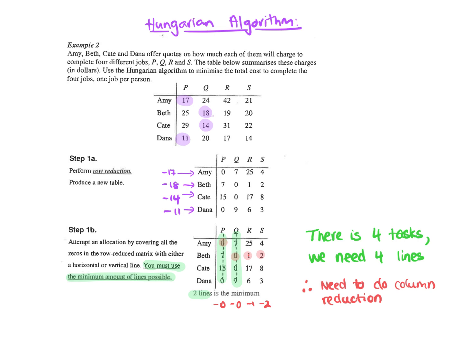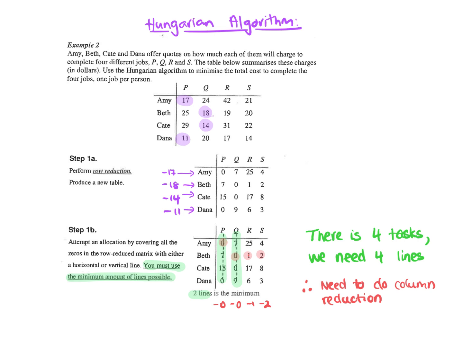So the first step in the algorithm. We're still trying to do what we did before, the inspection method. This is just another method. The first thing we do in the algorithm is look at the original table, and we deduct the lowest number of each row. I've highlighted it there in purple. For the first row, 17 was the lowest. The second row, 18 and 14.